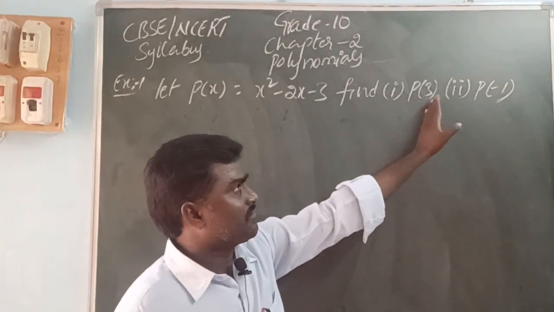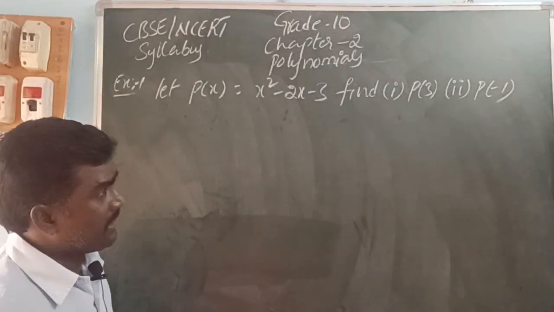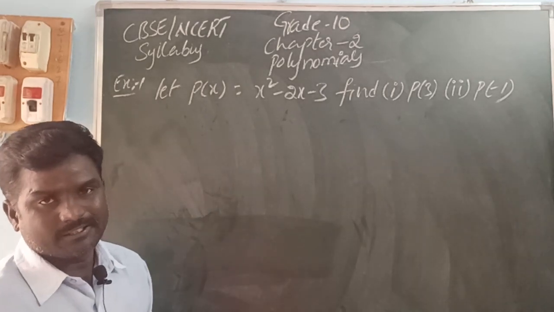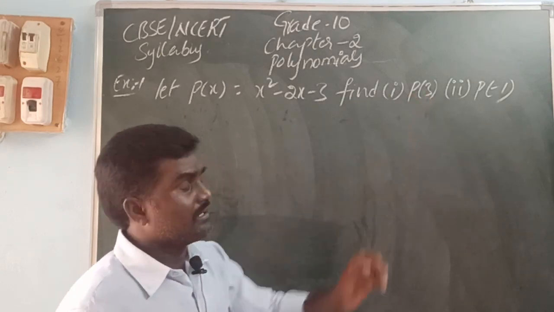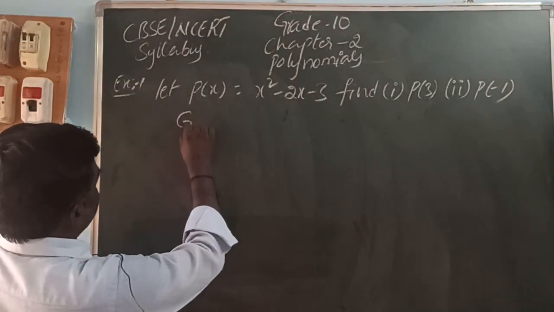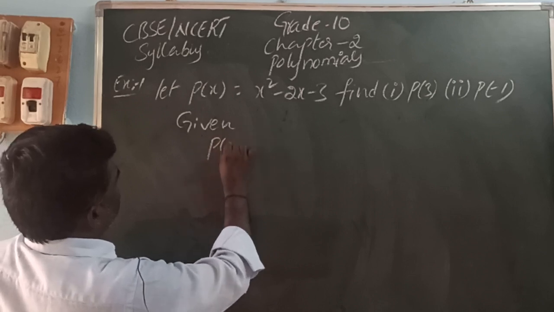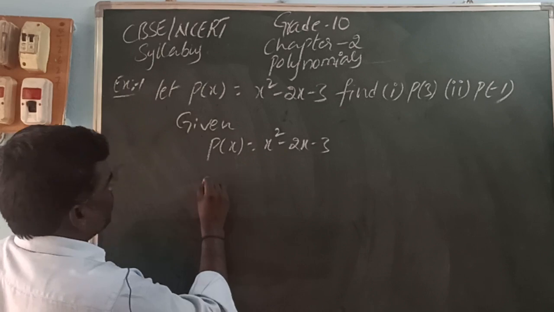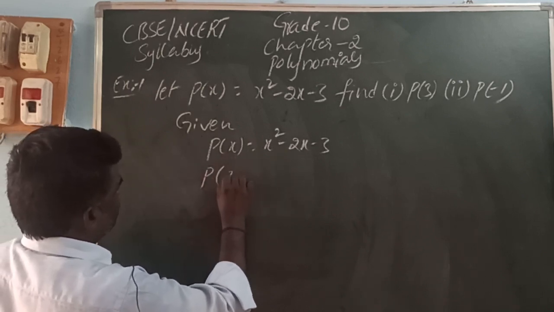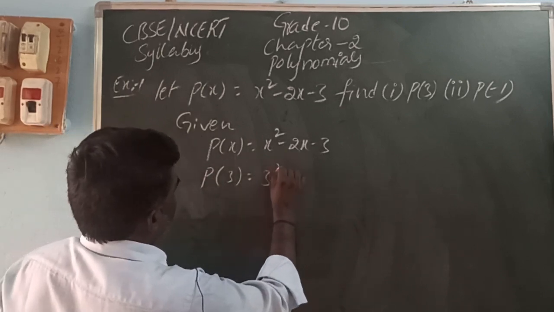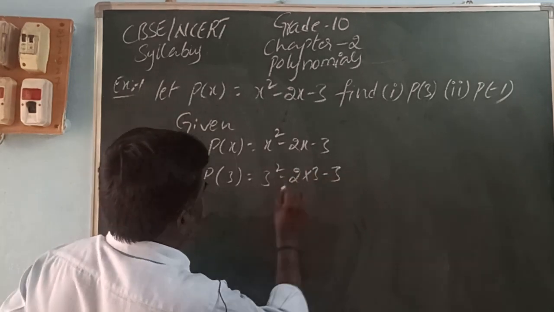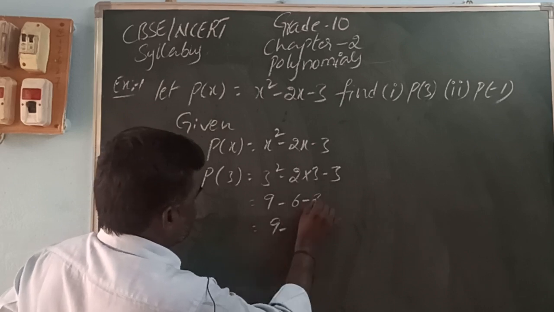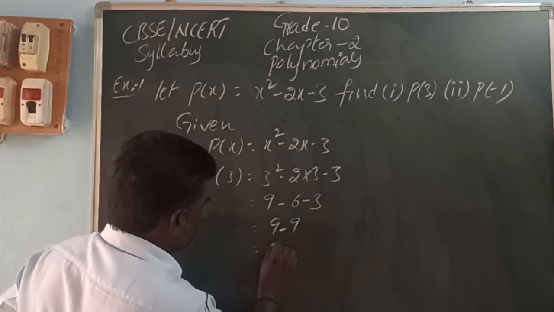Find the value of p of 3 and p of minus 1. Here p of 3 means in the place of the variable we can substitute a numerical value. What numerical value is given? 3. So first, given p of x is equal to x square minus 2x minus 3. In the place of x we take 3. So here 3 square minus 2 into 3 minus 3. 3 square is 9, 2 threes are 6, minus 3. 9 minus 6 minus 3, 9 minus 9 is 0.